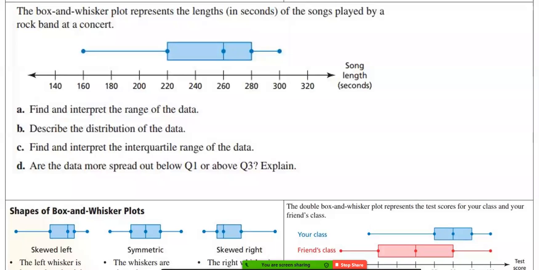All right, this is part 2 of our Box-and-Whisker plots lesson. Let's do this next question. The Box-and-Whisker plot represents the lengths in seconds of songs played by a rock band at a concert.